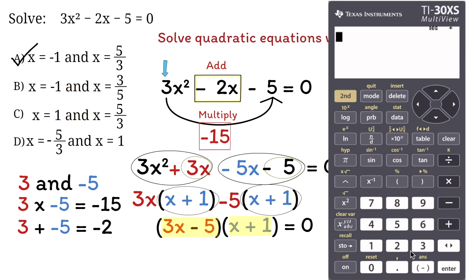Our goal is to find the one answer choice that makes the left side of the equation equal to the right side. For this question, we want to test the x value that will make the left side 0. Let's start by testing the x values for option A. We will start with x equals negative 1. So we will first store our x value as negative 1.